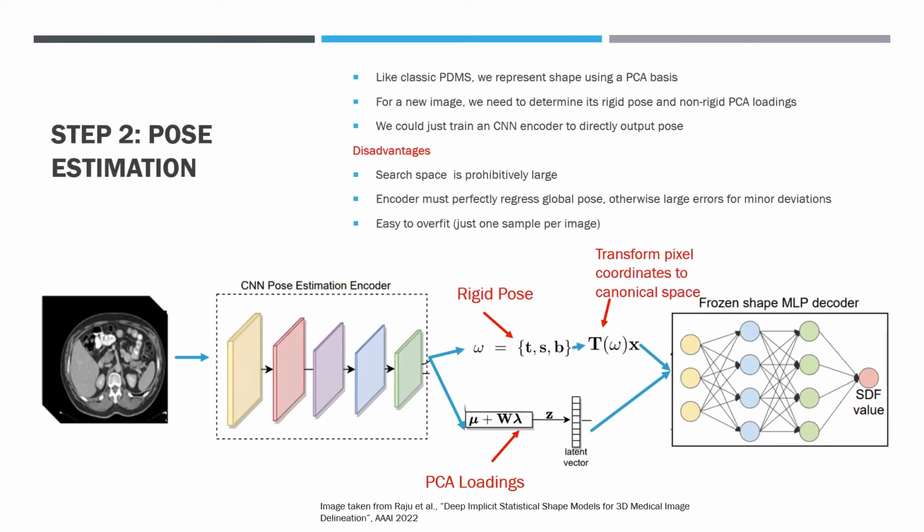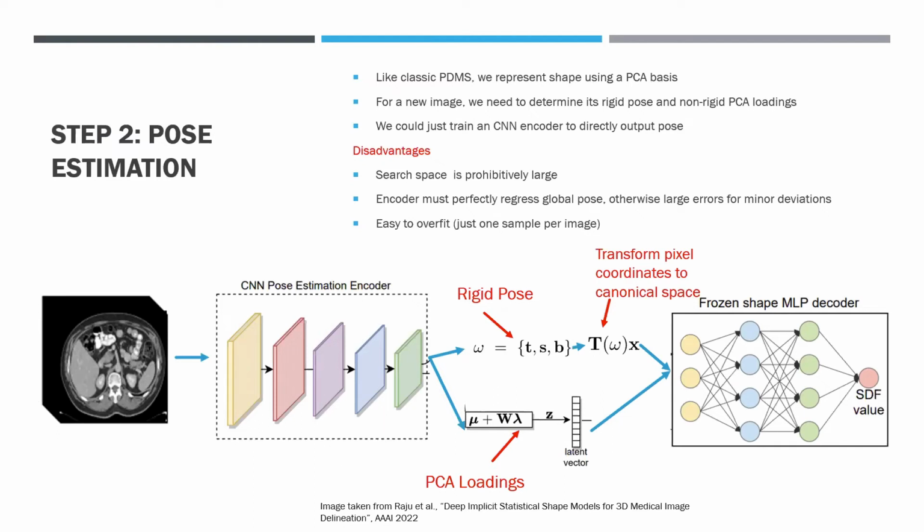One straightforward, obvious way that you could do that is we could just train a CNN encoder to directly output pose. What I mean by that is we take the image on the left, a 3D image, put it in a 3D pose encoder, and it would regress our rigid poses and our non-rigid PCA loadings.